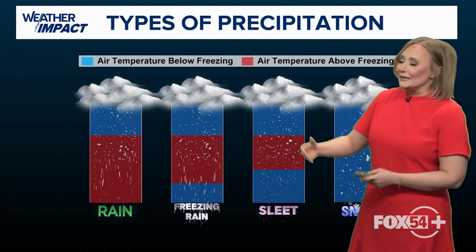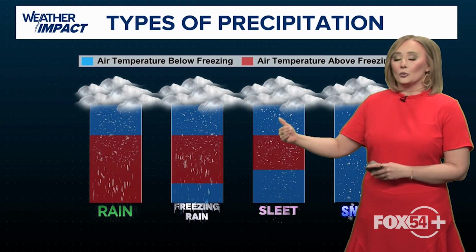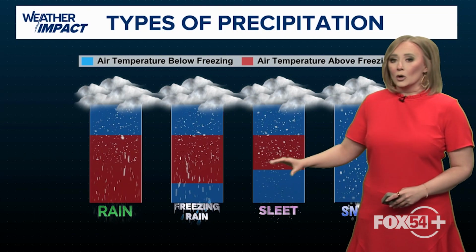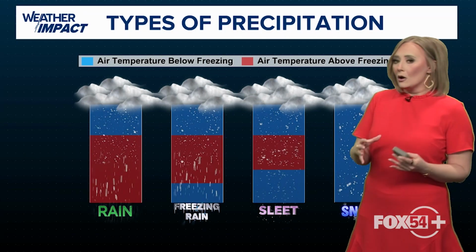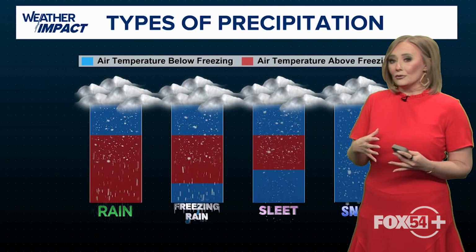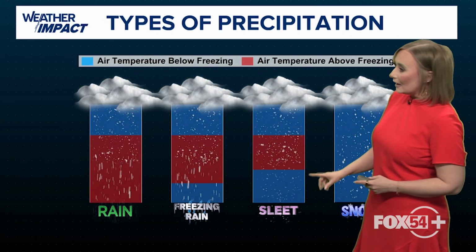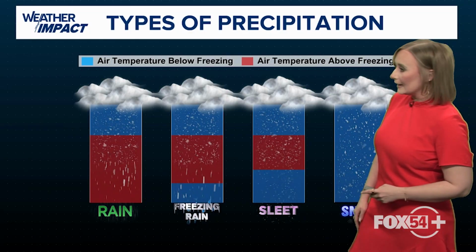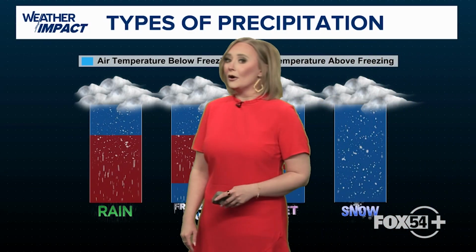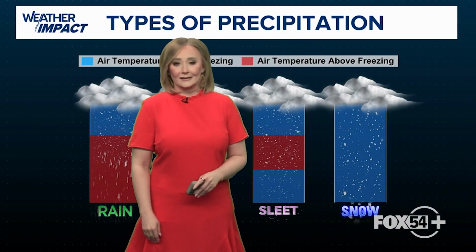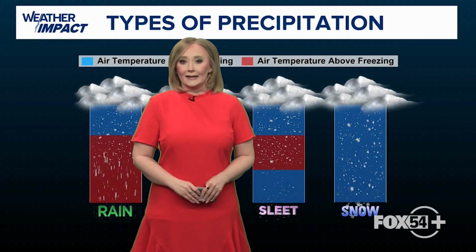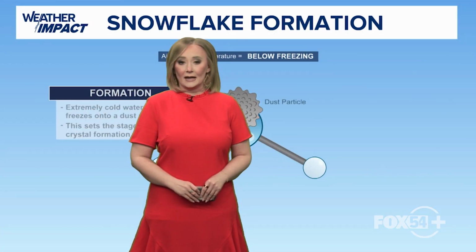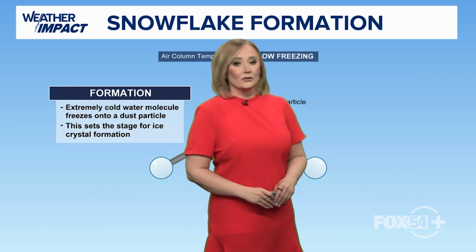Now, sleet is basically the same as freezing rain. It just has a little bit more time to turn into a more hard ice crystal. So it has a little bit of a deeper, colder pocket of air that it moves through. And of course, snow, that's when it starts out as an ice crystal from the cloud and it stays below freezing, the atmosphere does, all the way down to the ground.